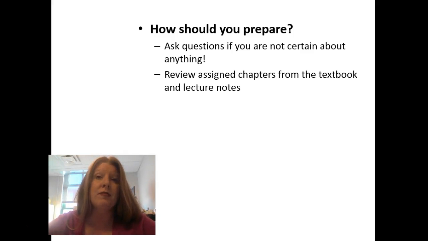We want you to review assigned chapters from the textbook and the accompanying lecture notes. So be sure to go back through the materials from the first several weeks of the course up through the midterm and look carefully at all of those materials.